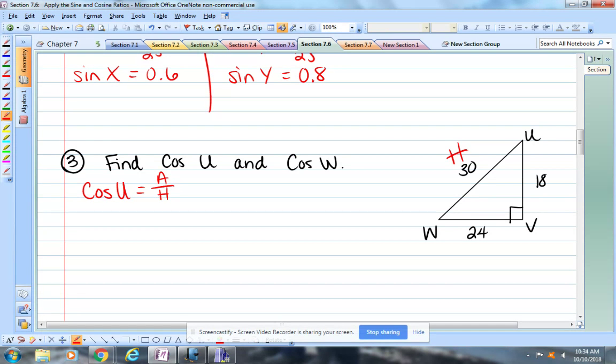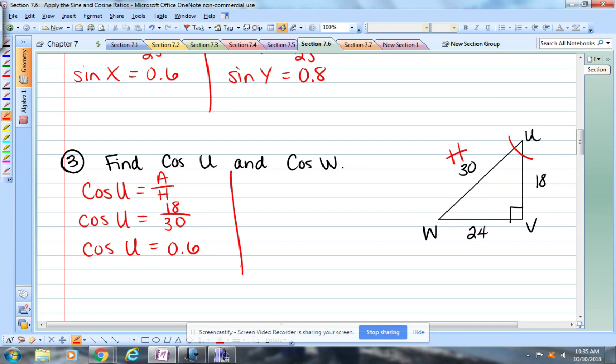All right, and our first one is angle U. So remember, adjacent is the leg that touches that angle but is not the hypotenuse. So for U, what is the length of the leg that touches that angle and is not the hypotenuse? 18 is the adjacent leg, and the hypotenuse's length is 30. So we type that in. 18 over 30 is 0.6. So any questions on how we got cosine of angle U?